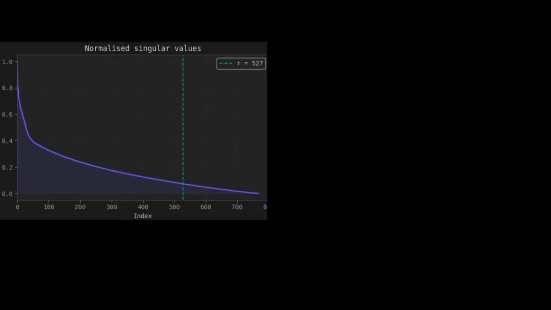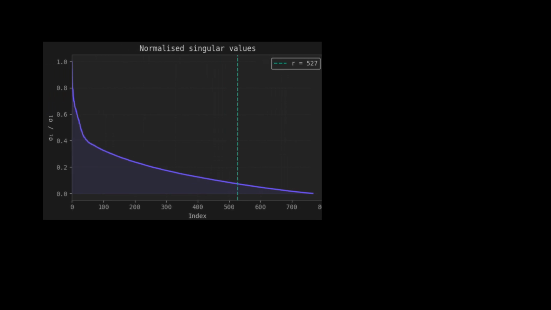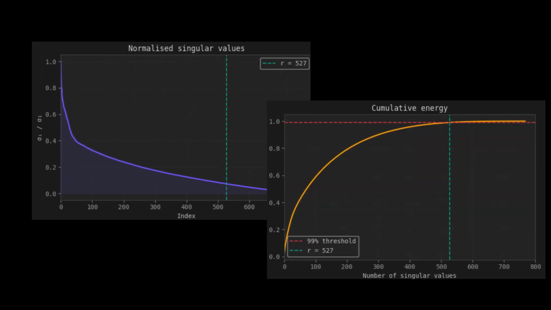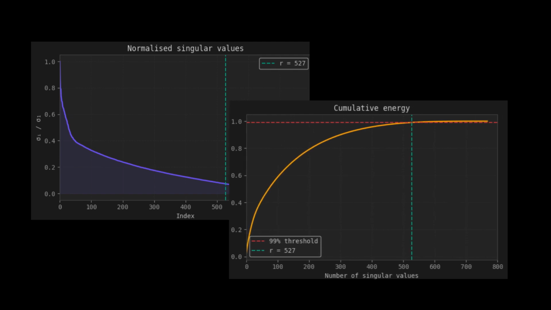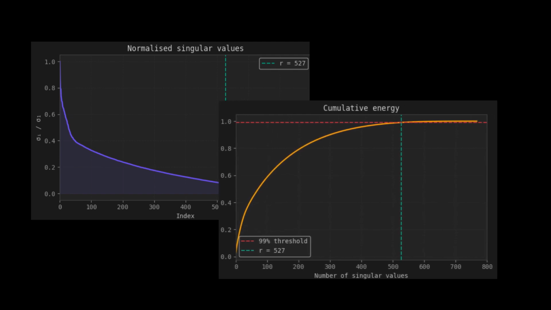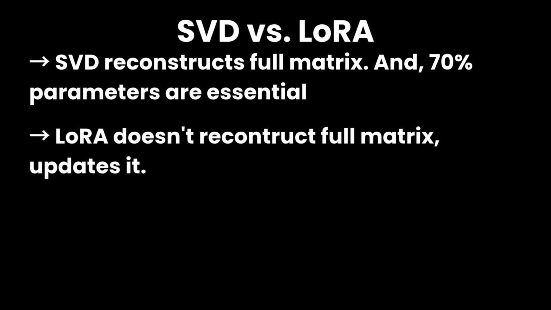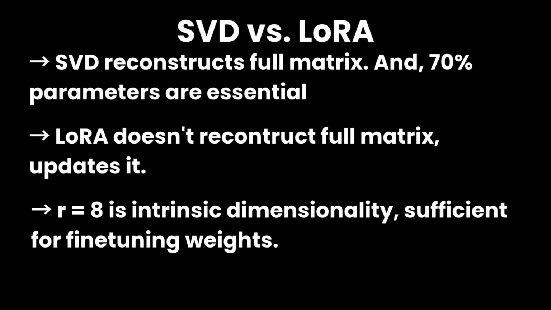If we have to find the r value for this data with a 99% threshold, the dimension only comes down to 70% of the original, as we have seen at the beginning. And this is essential to reconstruct the whole weight matrix. Now, 70% is far from a few thousand, but this is the rank we needed to reconstruct the weight matrix. But LoRA doesn't construct it, it updates. LoRA's choice of r equals 8 is not a guess. It is a measured observation about the intrinsic dimensionality of fine-tuning updates.